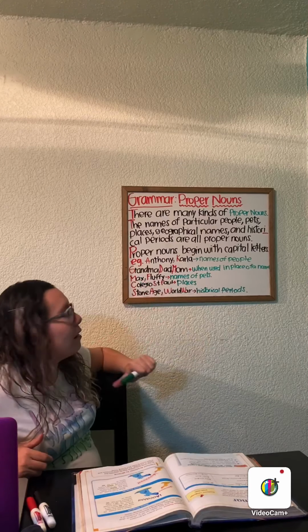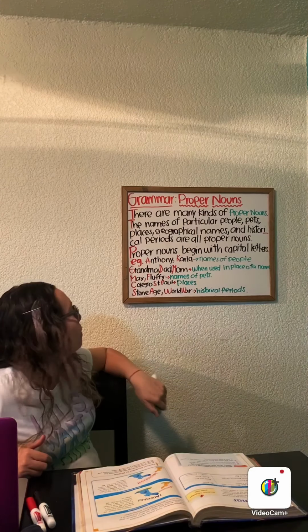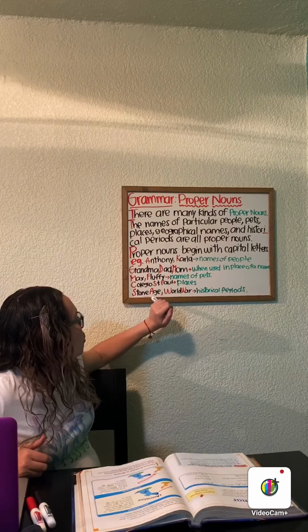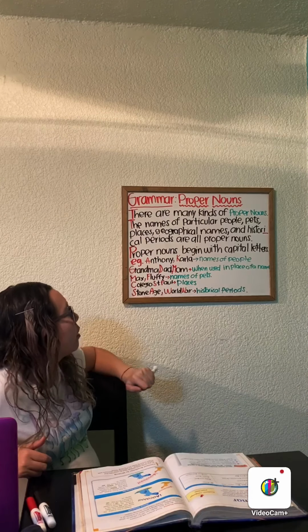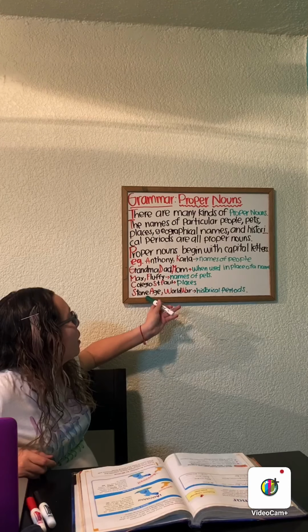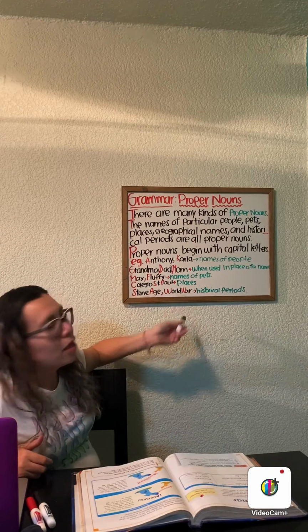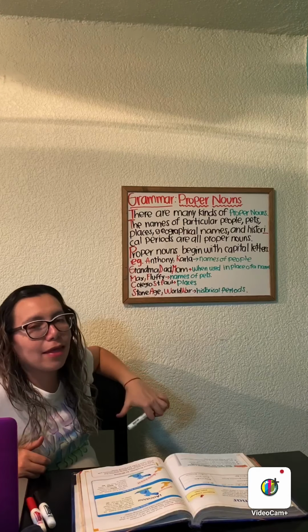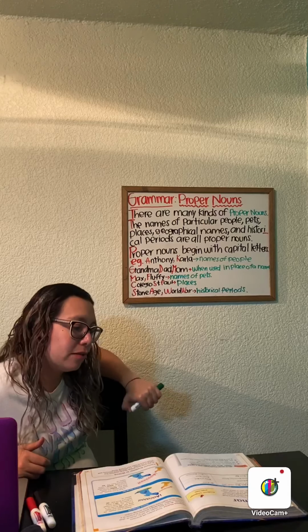Max and Fluffy, names for pets. Colegio San Paul, names of places. Stone Age, World War, historical periods. Periodos históricos como la era de piedra y la guerra mundial. They are always written with capital letters.